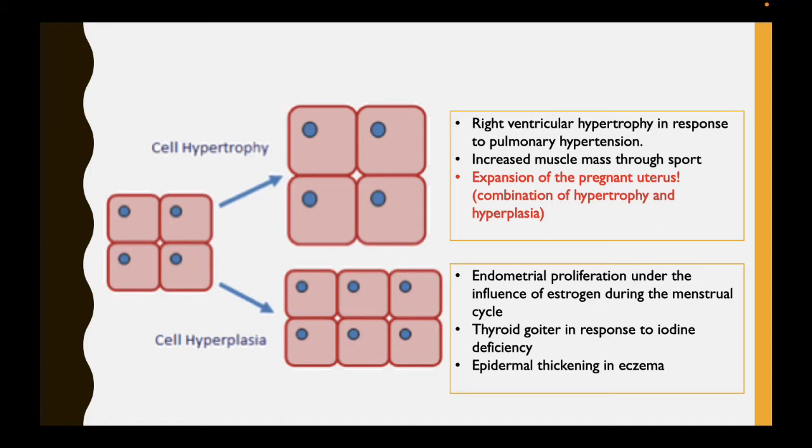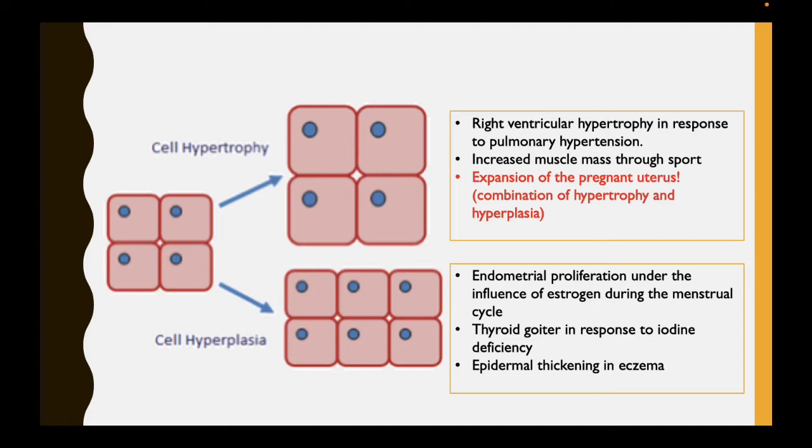unique exception would be the expansion of the pregnant uterus, which in fact is considered to be a combination of hypertrophy and hyperplasia. So this is one of the examples, and a very good exception to the entire rule. Now, examples of hyperplasia of the cell, which is the third cellular adaptation that we're going to talk about, one of the first examples would be the proliferation of the endometrium under the influence of estrogen during the menstrual cycle. And another example would be the thyroid goiter in response to iodine deficiency.